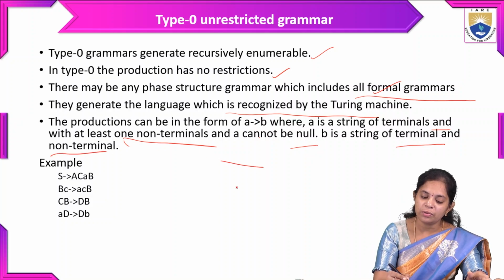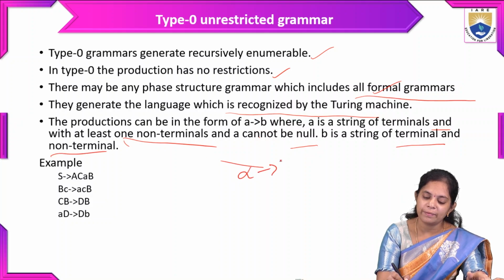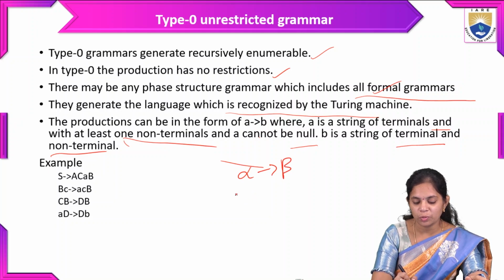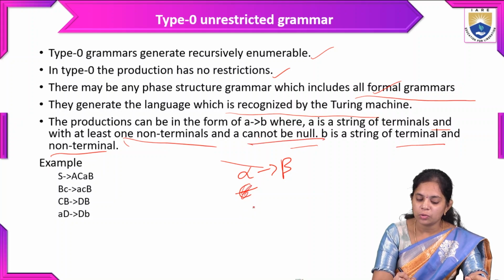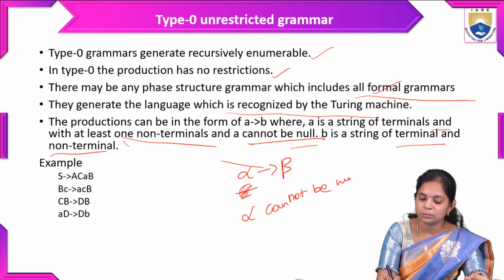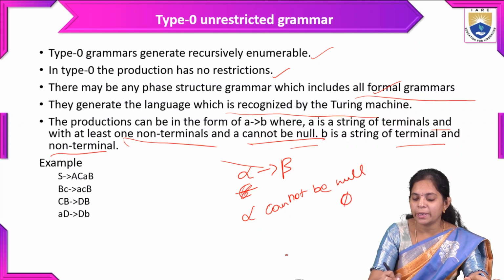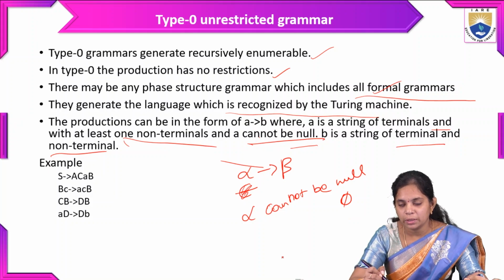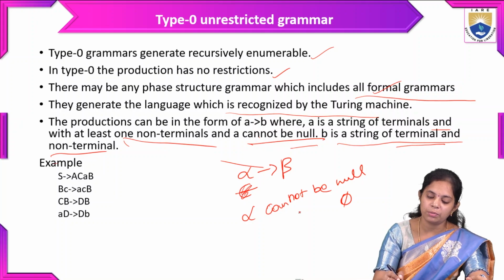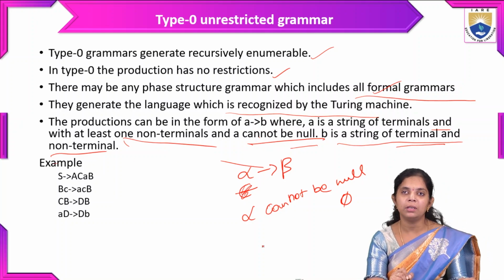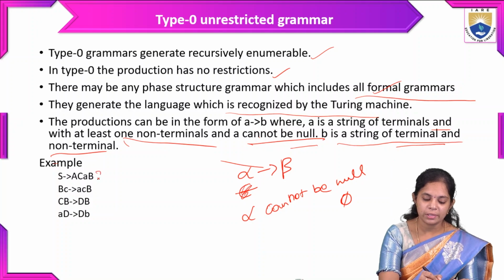So here instead of A tends to B, we will write alpha tends to beta. So alpha cannot be null, and beta is nothing but a string of terminals and non-terminals. So this is the example.